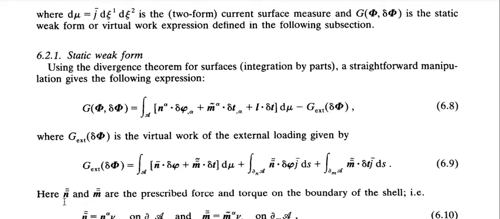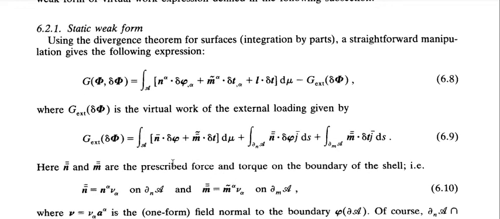So n double bar and m double bar are the prescribed force and torque on the boundary of the shell, and those are mentioned in the weak formulation over here. So now we have this weak formulation.